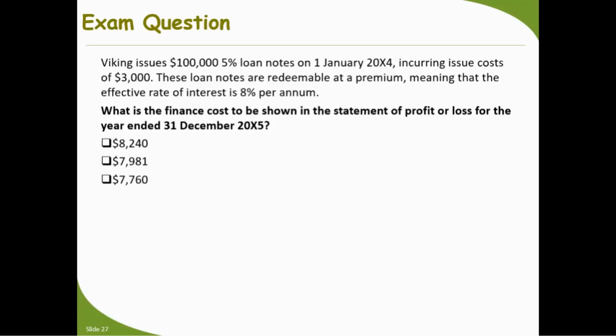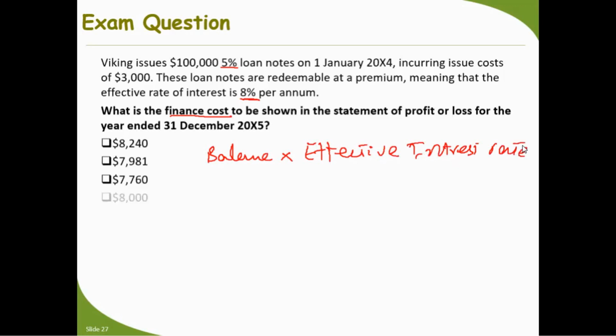Viking issues 100,000 5% loan notes. Now your loan notes amount is 100,000 and the nominal interest rate is 5%. And these loan notes are redeemable at a premium, which gives you the effective interest rate of 8%. This is different from the nominal interest rate. Now your finance cost, the interest expense, we have discussed that its method is your balance times the effective interest rate. That is the expense figure. So the effective interest rate is how much? It is 8%.